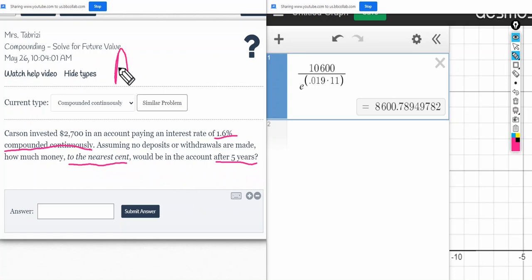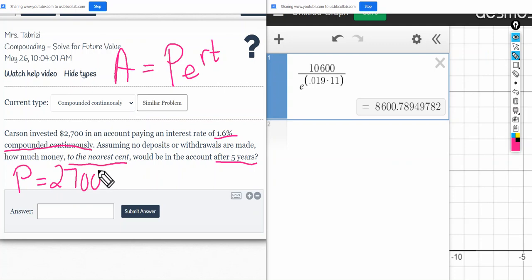So I'm going to start with my compounding continuously formula. Okay. And I'm going to start plugging in what I know. So the P is how much money I start with. All right, so our P value is how much money I start with. So that's 2,700.